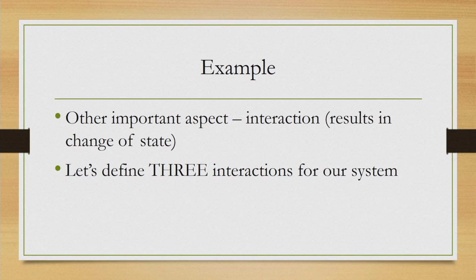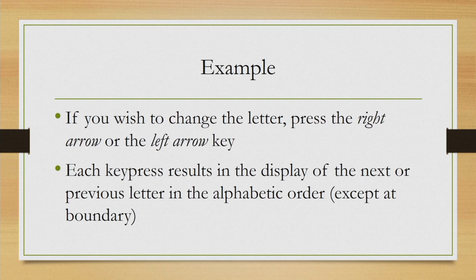Now, apart from state, there is another important aspect, that is the interaction between states, or in other words change of states. We can actually define our interactions, but for simplicity let us define 3 basic interactions for our system. First thing is we want to change the letter, and we define an interaction for that. Our proposed interaction is press the right arrow or the left arrow. So, when you press the right arrow, the display changes to the next letter in the alphabet. Suppose currently A is displayed and you press the right arrow, B will be displayed. Suppose currently B is displayed and if you press the left arrow, then A will be displayed.